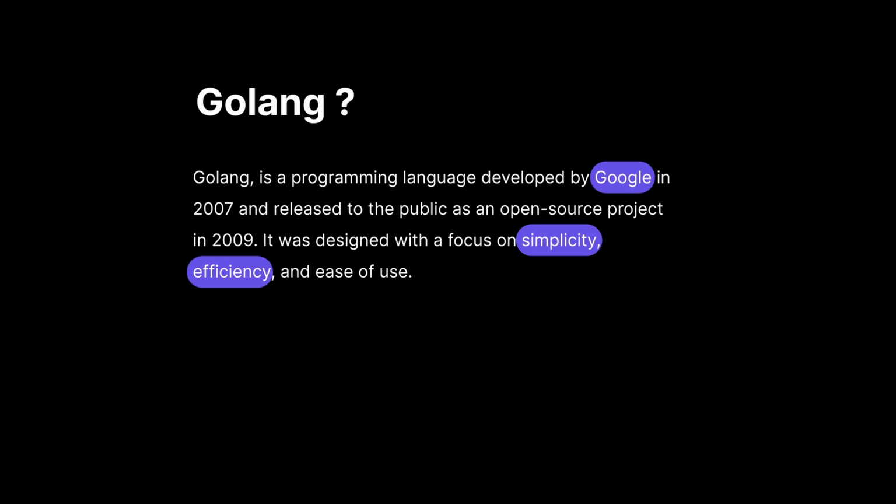So now let's talk about what in the world is Golang and why you should care about that. Golang is a programming language developed by Google in 2007 and released to the public as an open source project in 2009. And it is designed with the focus of simplicity, efficiency, and ease of use. Okay, so that's just the basic definition of what the Golang programming language is.